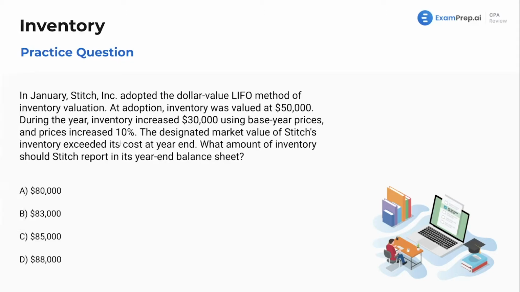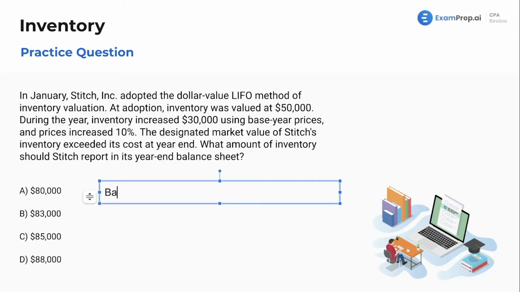Well, how dollar value LIFO works is we're trying to take into account the price increase. So we're going to use a base year cost, which generally is going to be our beginning cost. So in this case, base year is going to equal, what are your thoughts? Well, at adoption, at the beginning, it was $50,000. Okay. During the year, inventory increased $30,000 using base year prices. Okay, so we're going to include that amount as well. So our total base value, base year cost, is going to be $80,000.